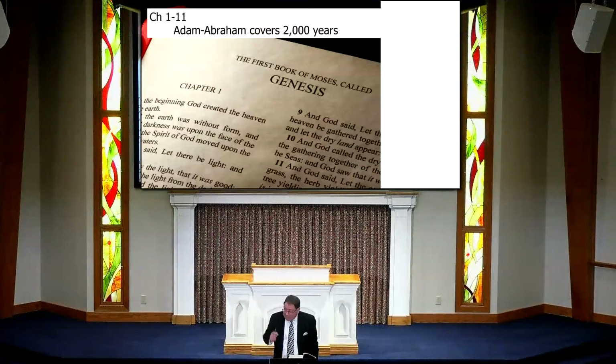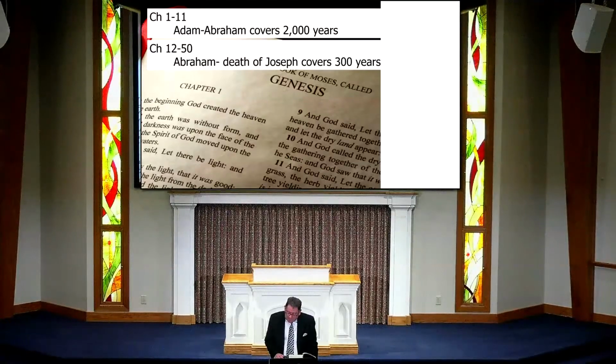Now, the first 11 chapters cover Adam to Abraham. That covers 2,000 years. The next 39 chapters, 12 to 50, is Abraham to Joseph's death, and that's 300 years. So you get just the massive amount of time we deal with in these first few chapters. The first few chapters cover a long period of time.